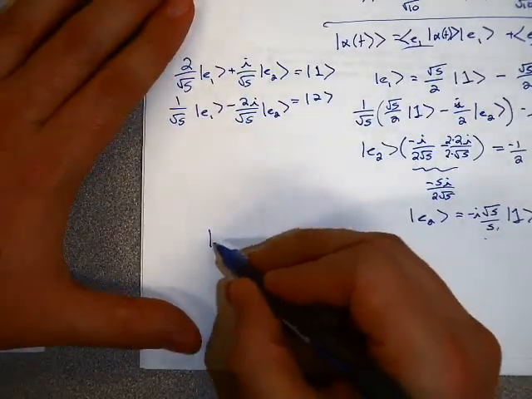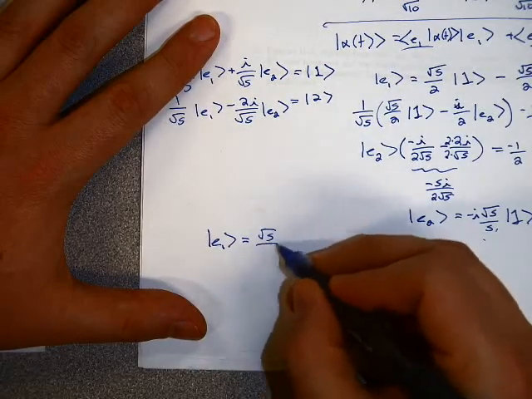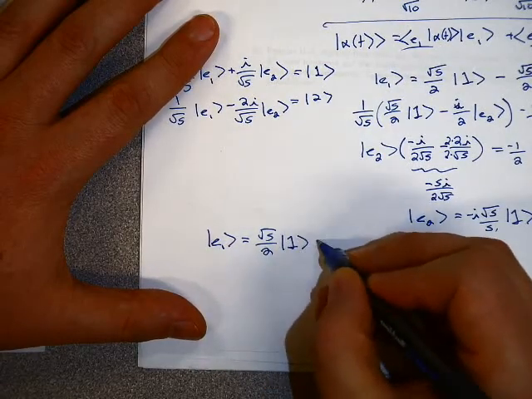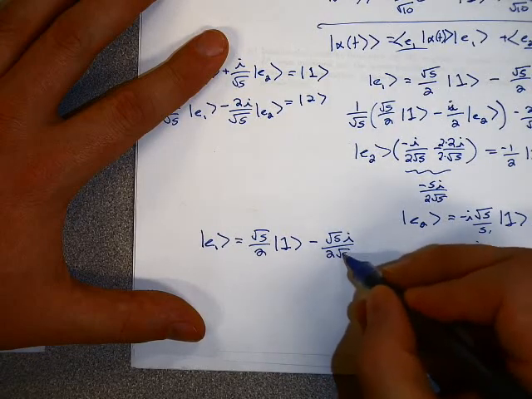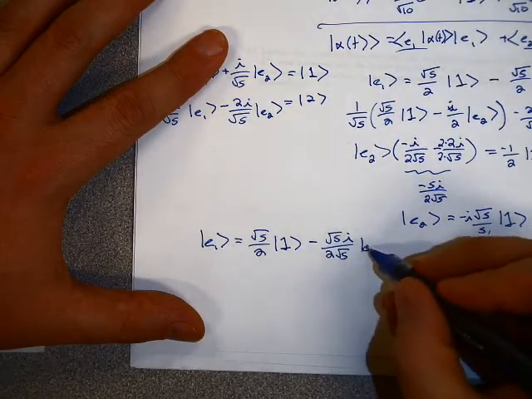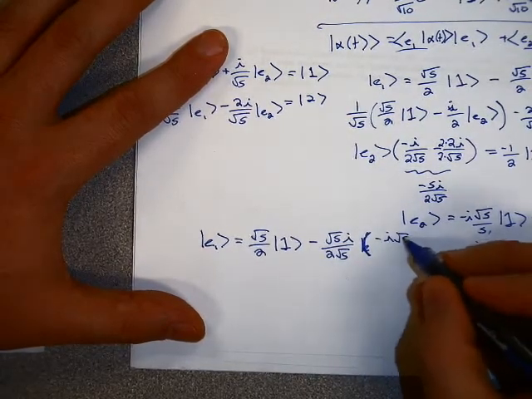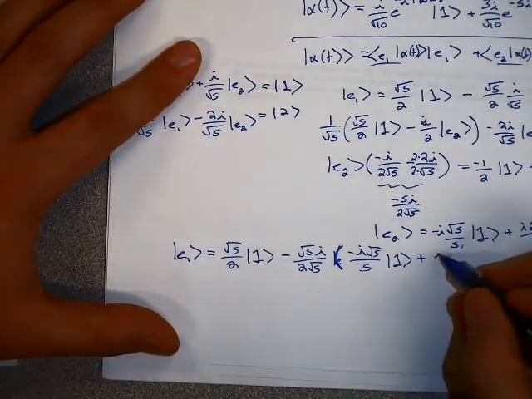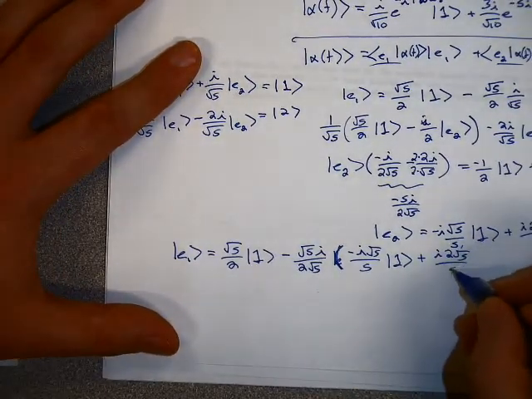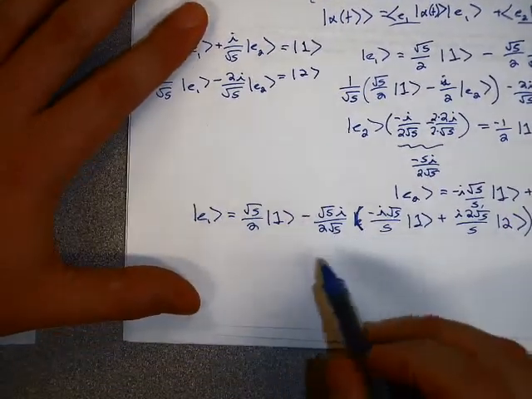So it looks like E1 is equal to root 5 over 2, 1 minus root 5 i over 2 root 5 e2, and instead of e2, let's write this whole thing: minus i root 5 over 5, 1, plus i times 2 root 5 over 5, 2. All right, a little algebra here.